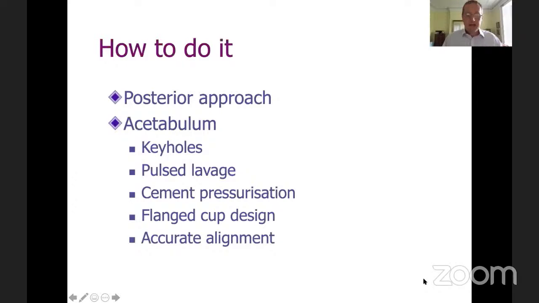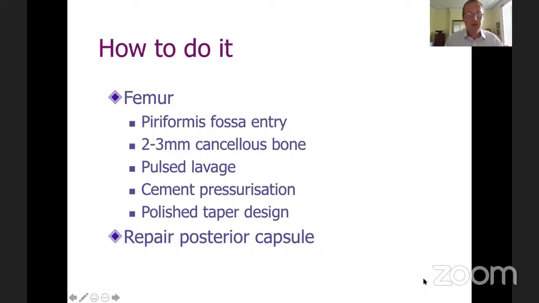Broadly, I know you've had a talk last week about the acetabulum, but broadly, we use a posterior approach, as most dedicated joint replacement surgeons do in the UK. On the acetabulum, you need keyholes, pulse lavage, cement pressurization, a flange cup design, and that allows you to get accurate alignment. In the femur, go in via the true axis of the proximal femur, the piriformis fossa.